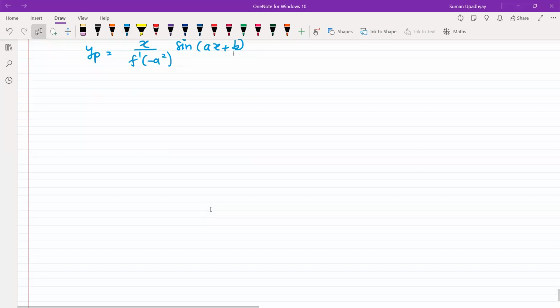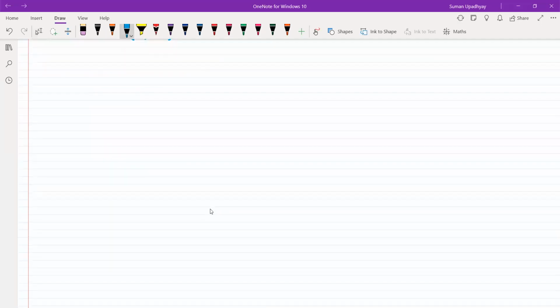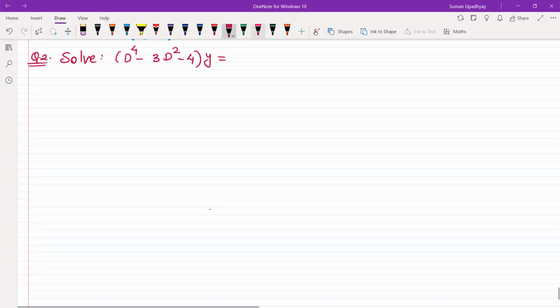I think we have done one question on this rule. Now we'll be doing 2 more questions. One I'll explain again, and the other you'll do by yourself. So question number 2. I think I had given this question for homework also. How many of you tried? Yes, as it was expected. (D minus 1) square y equals 5 sin 2x.